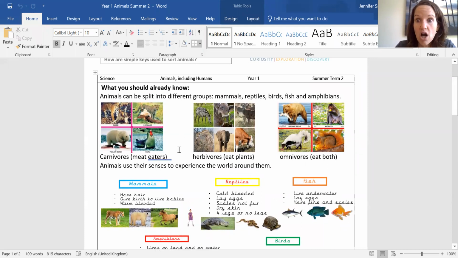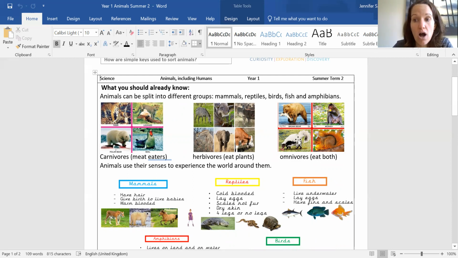So we have carnivores, and they are meat eaters. We've got tigers and leopards and seals and polar bears. They all eat meat. Then we have the herbivores, and we remembered it by herbs being plants. These animals only eat plants. So we have a zebra, a koala, deer, a giraffe, an elephant, and a cow. They eat grass or bushes or leaves. They all eat only plants.